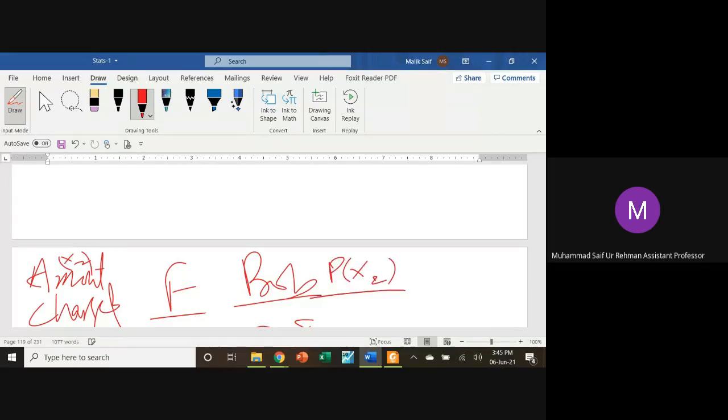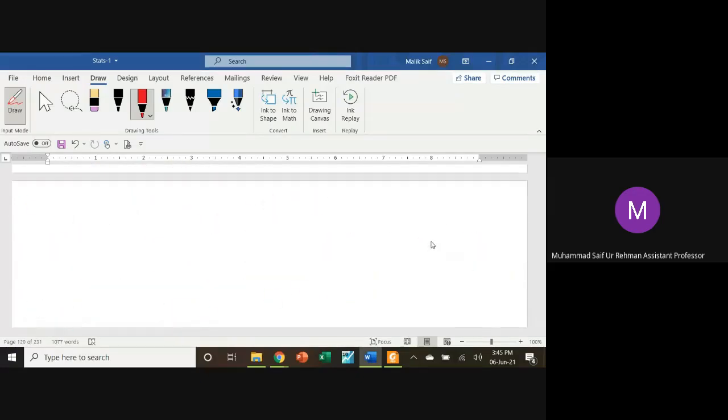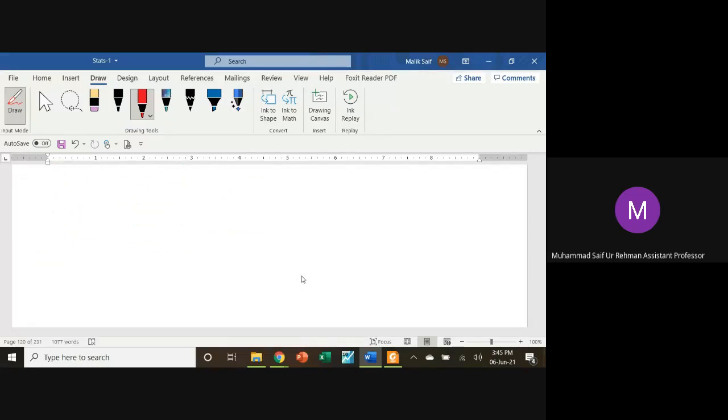Then you will multiply x2 into p of x2 to get the mean. Similarly, you would have another column for x2 minus mu, whole square, multiplied by probability of x2. This will give you the variance and finally the standard deviation. Fine.